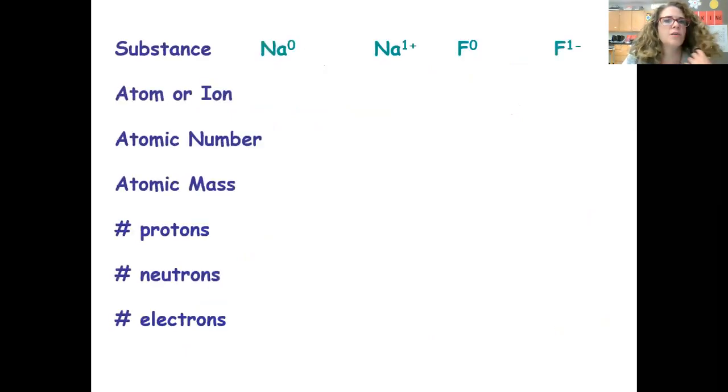So let's take a look at a couple of substances. So we have either atom or ion. So anytime you see the word atom, protons equal electrons. Ion, protons do not equal electrons. So if I have this sodium with this little 0, that means it's an atom. If I see this little +1, that's an ion. This little 0 over here, that is an atom. And this little -1 makes that an ion. So here we have an atom, an ion, an atom, and an ion.